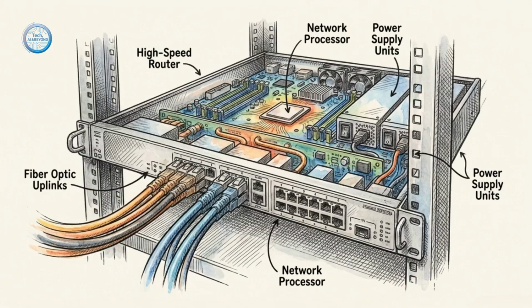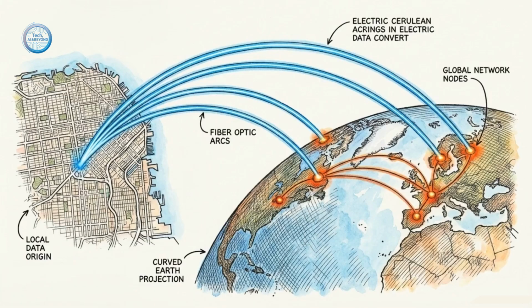Routers trade the raw velocity of MAC switching for intelligent, hierarchical control. They segment the network, translating local hardware signals into the logical directions needed to connect the globe.